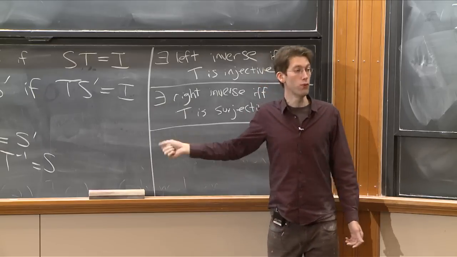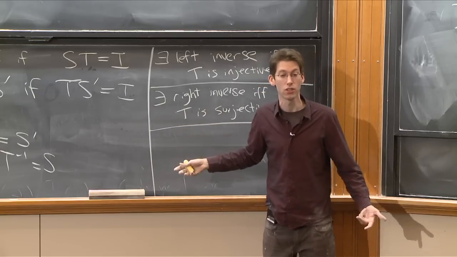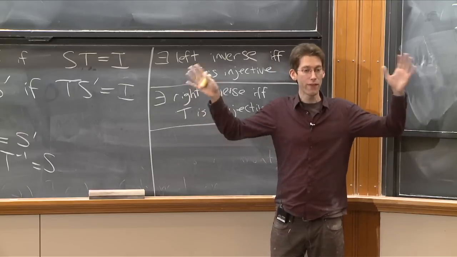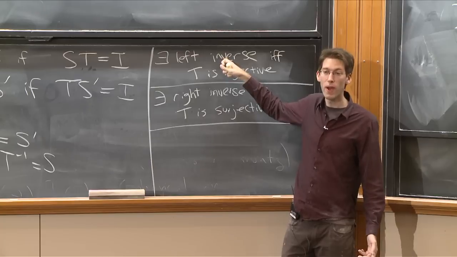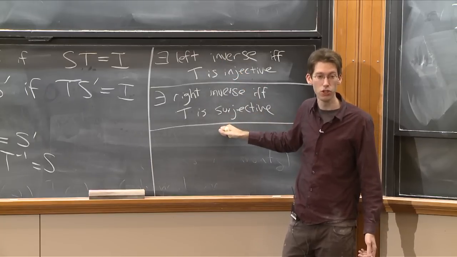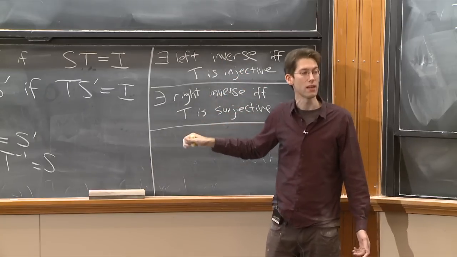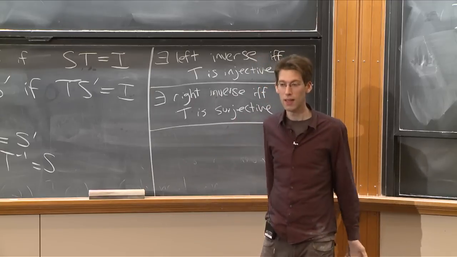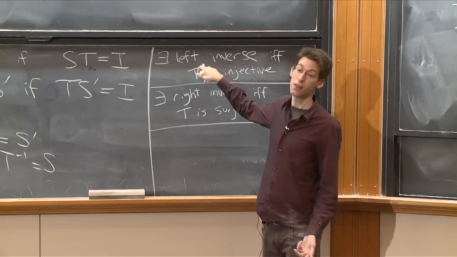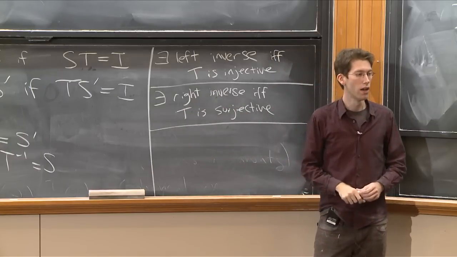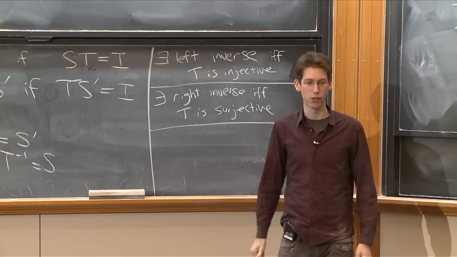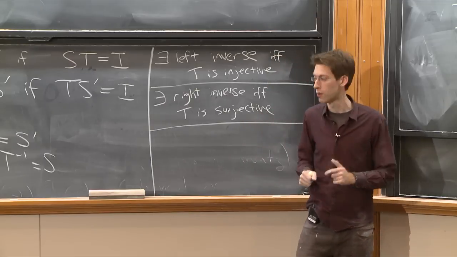Technically, I haven't proved that; I've only proved one direction. What my hand waving just now showed is that if T is not injective, there's no way it'll have a left inverse. If it's not surjective, there's no way it'll have a right inverse. I haven't actually proved that if it is injective, there is such a left inverse, and if it is surjective, there is such a right inverse. But those, I think, are good exercises for you to do to make sure you understand what's going on.